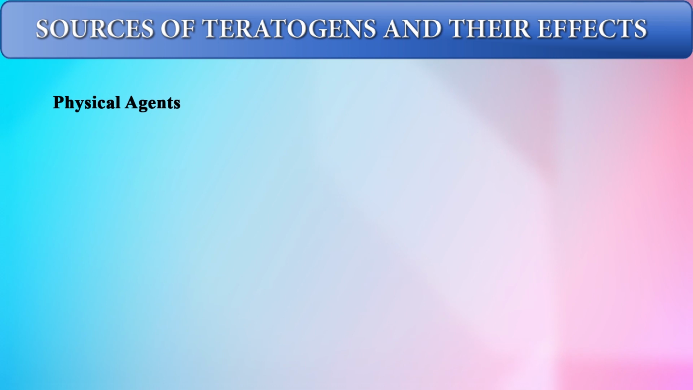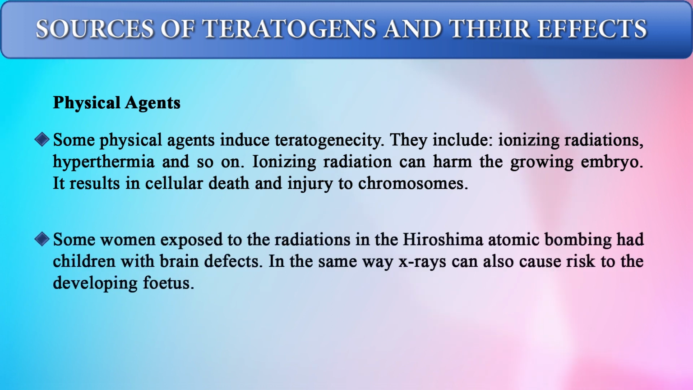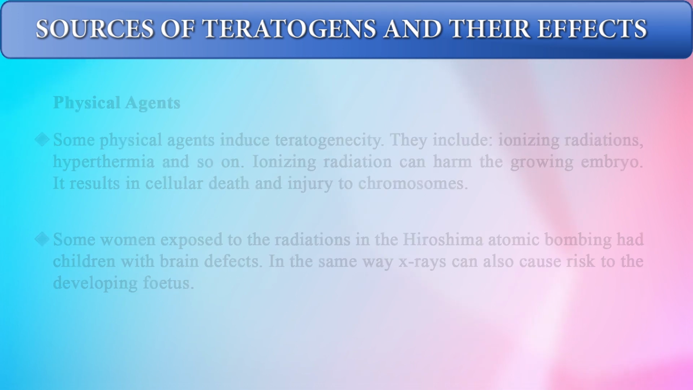Physical agents. Some physical agents cause teratogenicity. They include ionizing radiation, hypothermia and so on. Ionizing radiation can harm the growing embryo. It can result in cellular death and injury to the chromosomes. Some women who were exposed to the radiation in the Hiroshima atomic bombing had children with brain defects, and in the same way X-rays can also cause risk to the developing fetus.